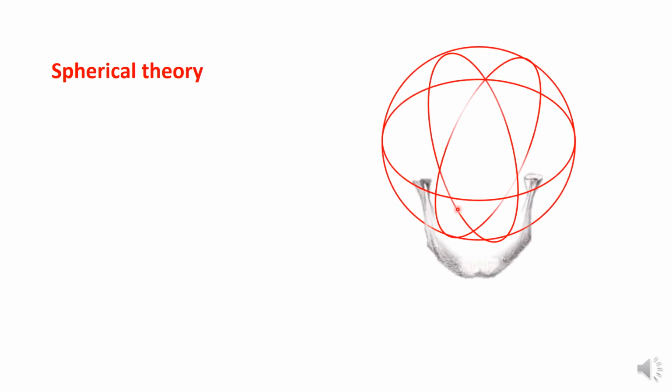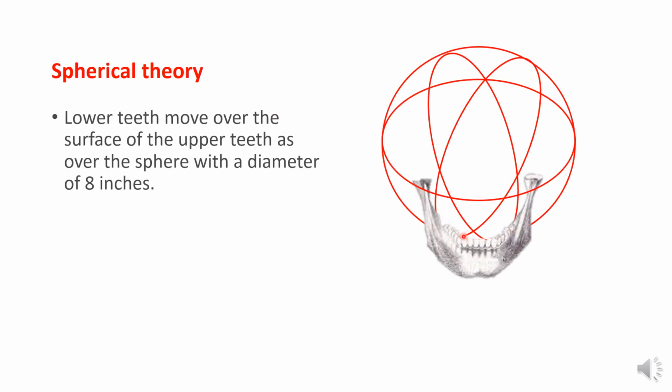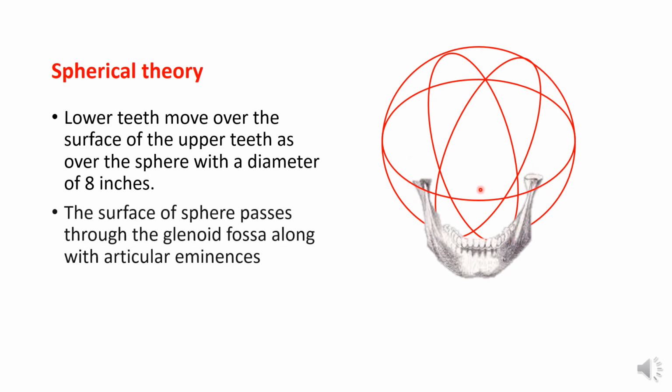Now we have the spherical theory, which we have said before. That is, when the lower teeth glide over the upper teeth, it forms a sphere of 8-inch diameter, isn't it? And not only that, the sphere passes through the glenoid fossa along with the articular eminences. This is the spherical theory.